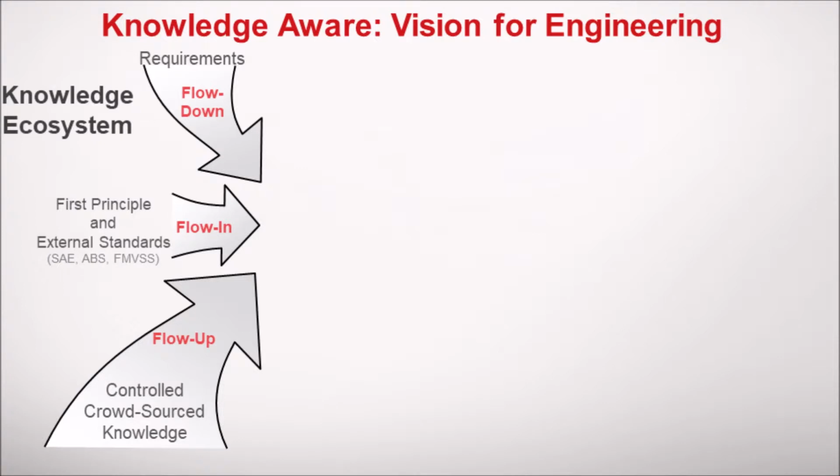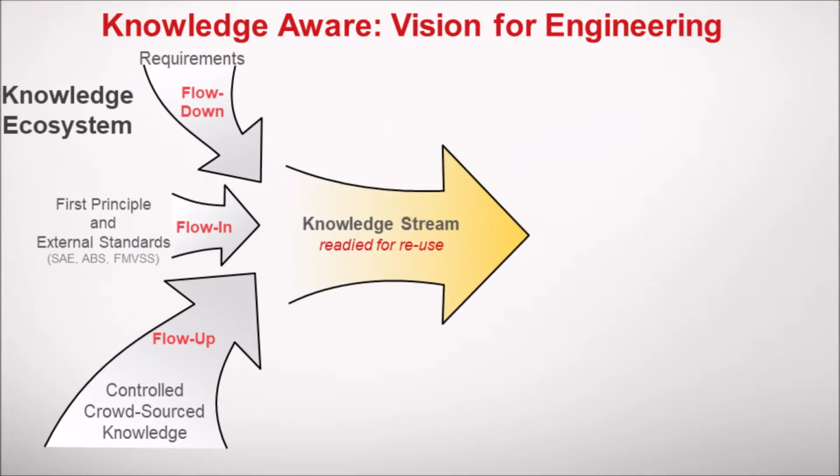So now that we've got these three flows that are cultivated and managed in different ways, what the knowledge-aware vision for knowledge flows says is that we should not treat these as text or documents, as we said in the map navigation metaphor, but we really need to stream or provision these knowledge streams in a format that's readied for reuse.